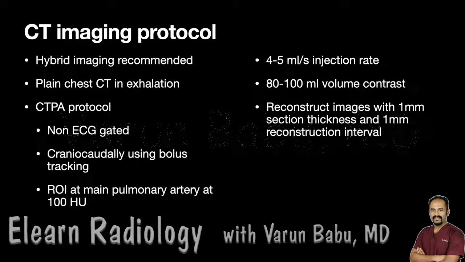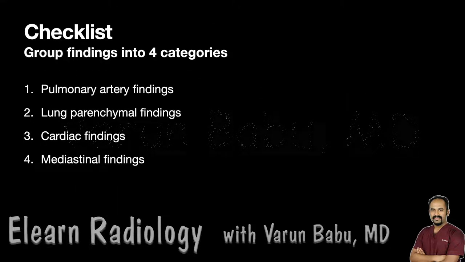Keep the region of interest in the main pulmonary artery for 100 Hounsfield units. Inject contrast at a rate of 4 to 5 milliliters per second. The IV iodinated contrast should be between 80 to 100 milliliters. Reconstruct the images with 1 mm section thickness and 1 mm interval.